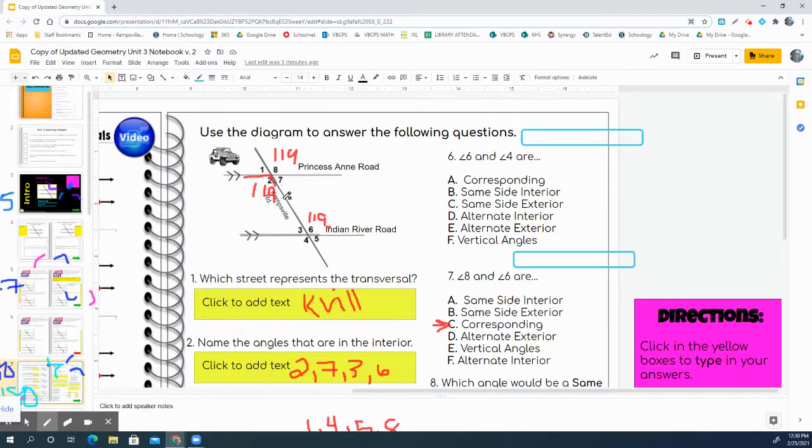I've got vertical angles here. Yeah, 4. I heard it simultaneously online and in the classroom. I love it when that works out.